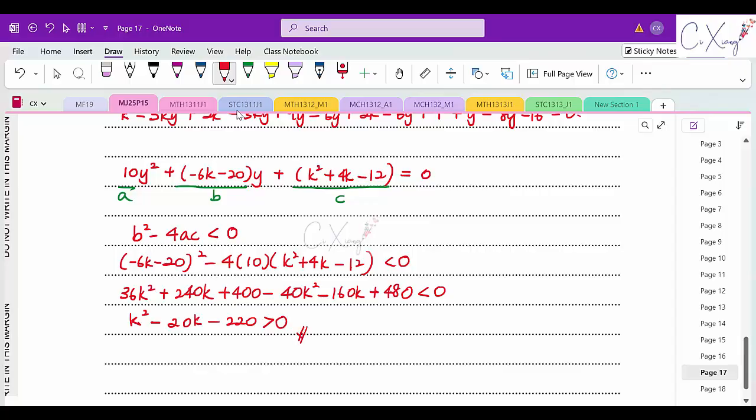So please make sure that you get the inequality that the question wants you to show. Alright, so if you can't get it, that means there's something wrong with your expansion, or maybe you made some careless mistake somewhere. Alright, so if you don't have any careless mistake here, by right, this is the answer that you should have.